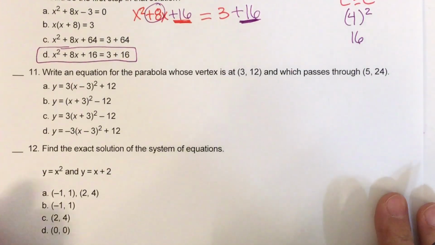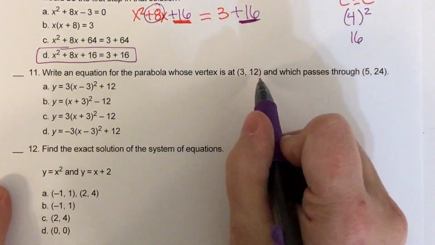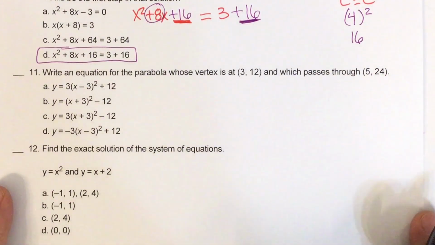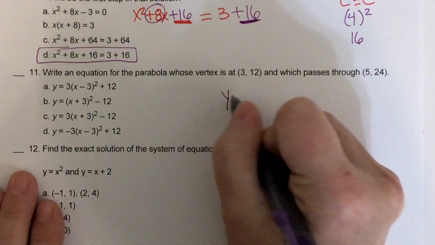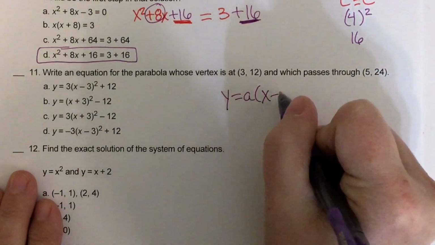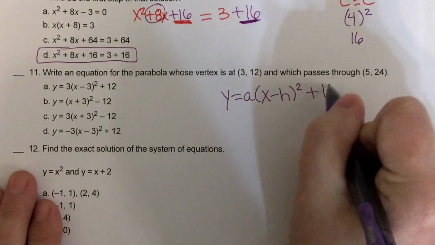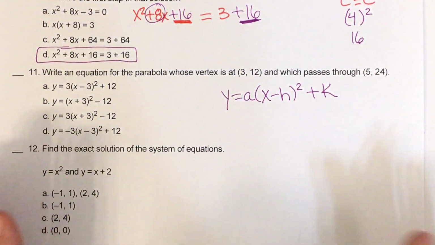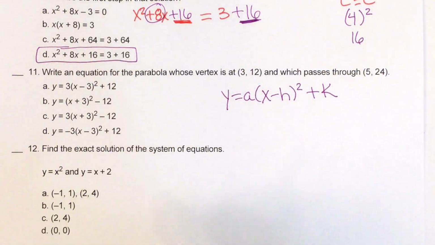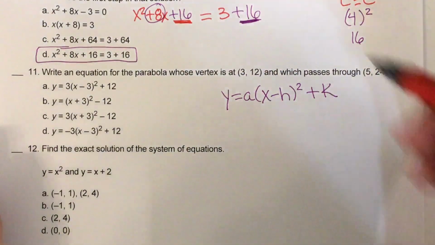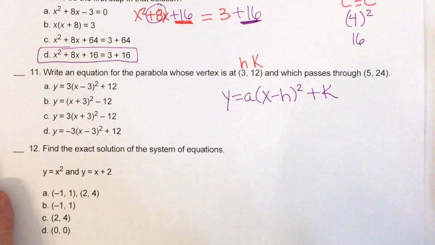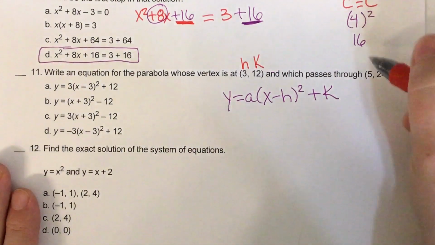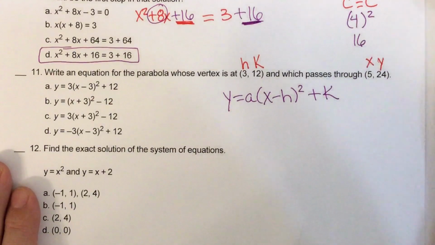Okay, number 11. Write an equation for the parabola whose vertex is at (3, 12) and goes through this point. Okay, so there's a few ways that we could do this. So if I was to put this into vertex form, this is what vertex form looks like when you don't know any numbers. And the vertex is always the h and the k.